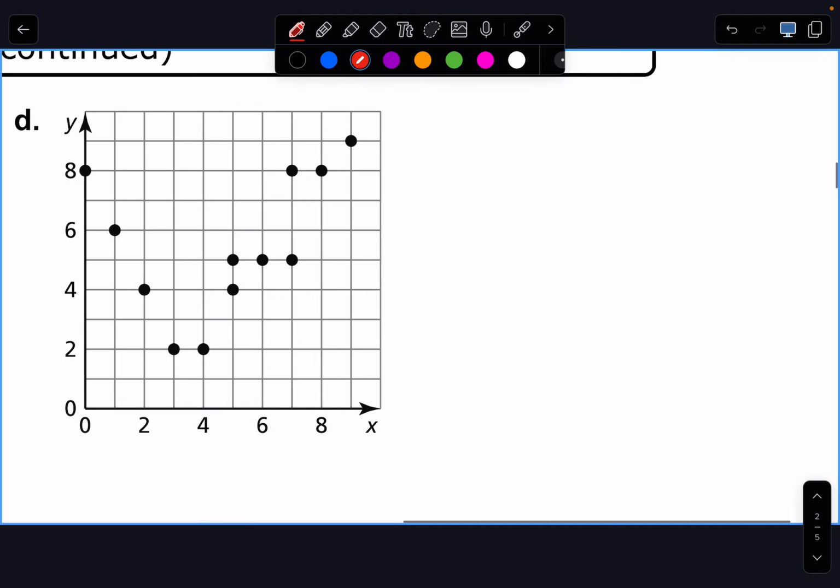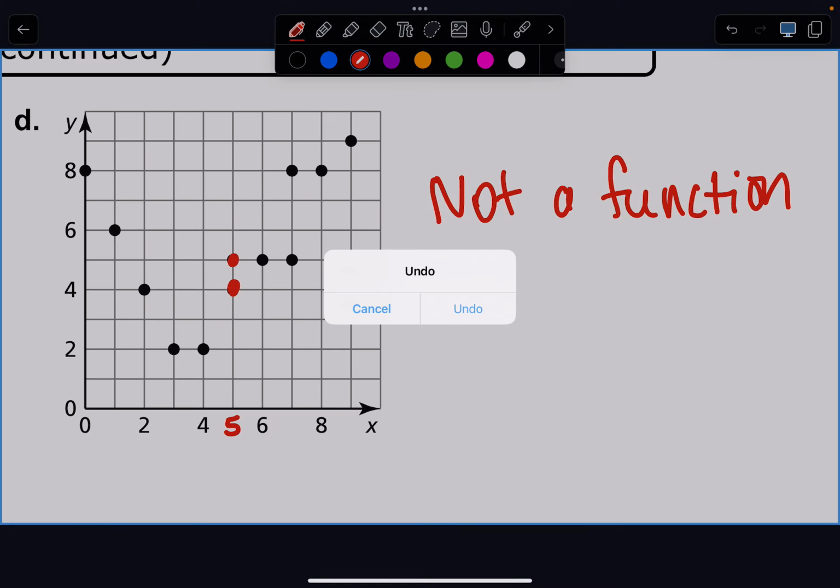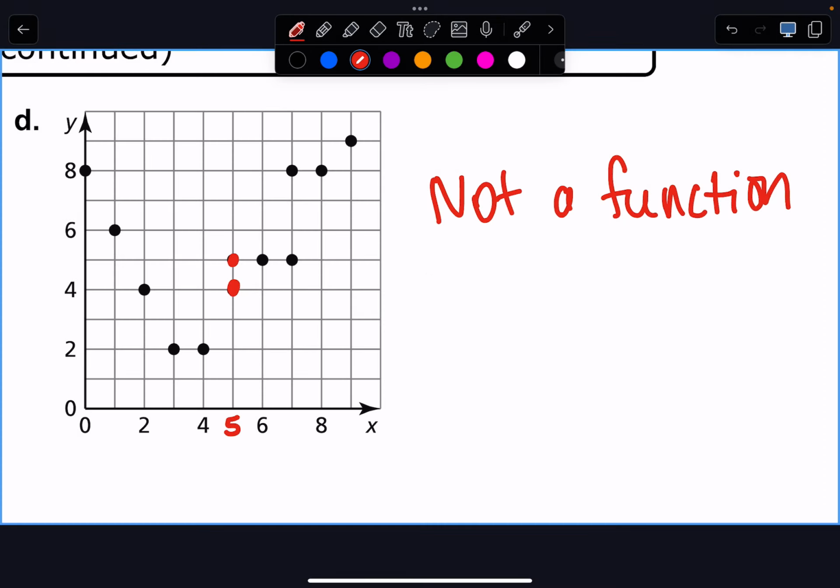How about D? Miles, is this a function or not? Okay, not a function. There's a couple problems, right? Give me one input that's a problem. 5 is a problem. 5 has 2 different outputs. What's another problem, Em? 7 is also a problem. It has 2 different outputs. Okay?